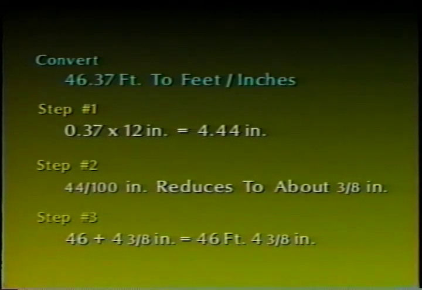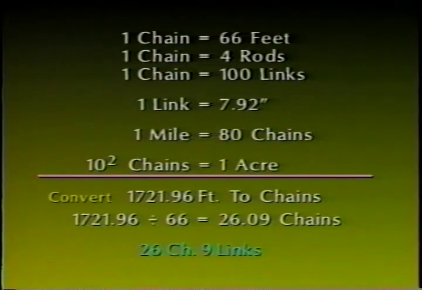The number of decimal places rounded to will be dictated by the accuracy required for the work. During colonial times, the most popular measuring device in the United States was the Gunter's chain. It was 66 feet long and was divided into 100 links, each 7.92 inches in length. As can be seen in this graphic, it was very well suited for surveying work in English units.